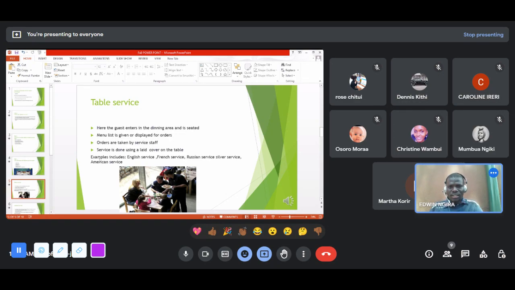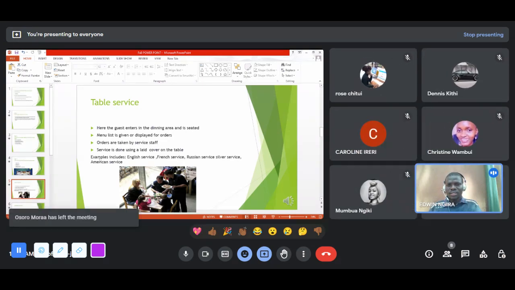By this, we mean that the guest enters the restaurant area and is seated by you, the waiter or service personnel, and then you present your menu. I believe you understand what a menu is, as defined by your colleague Ross. You present the menu to the guests, take their orders, and then use a laid cover on the table. We know what a laid cover is, whereby you prepare all the items ready for service. In this case, you do much of the work. That is the essence of table service. The guest only presents themselves, but all the items will be served when the guest is seated.